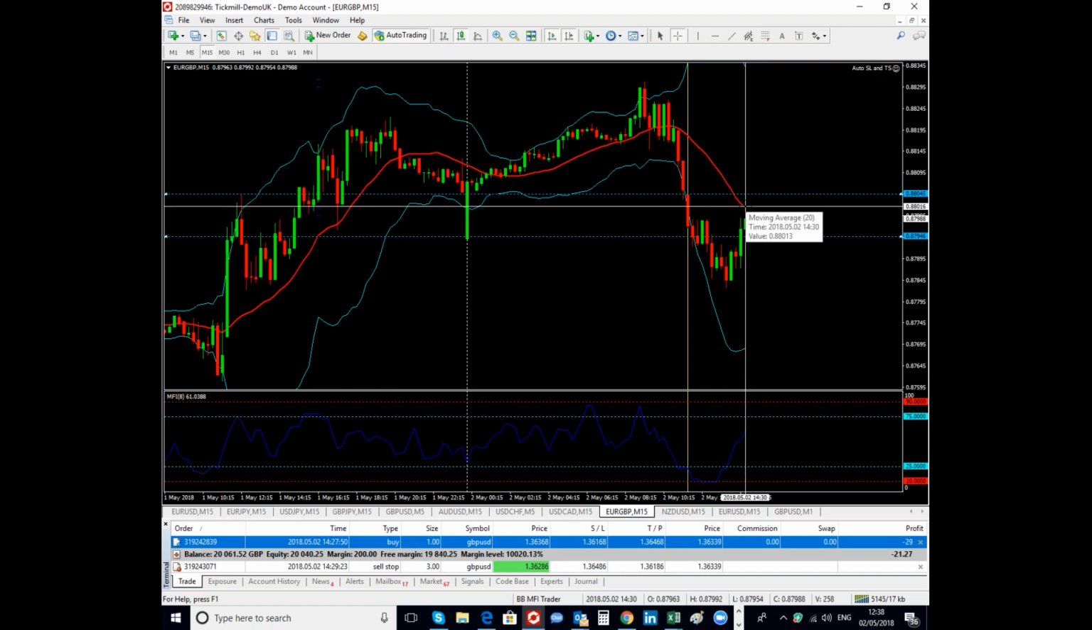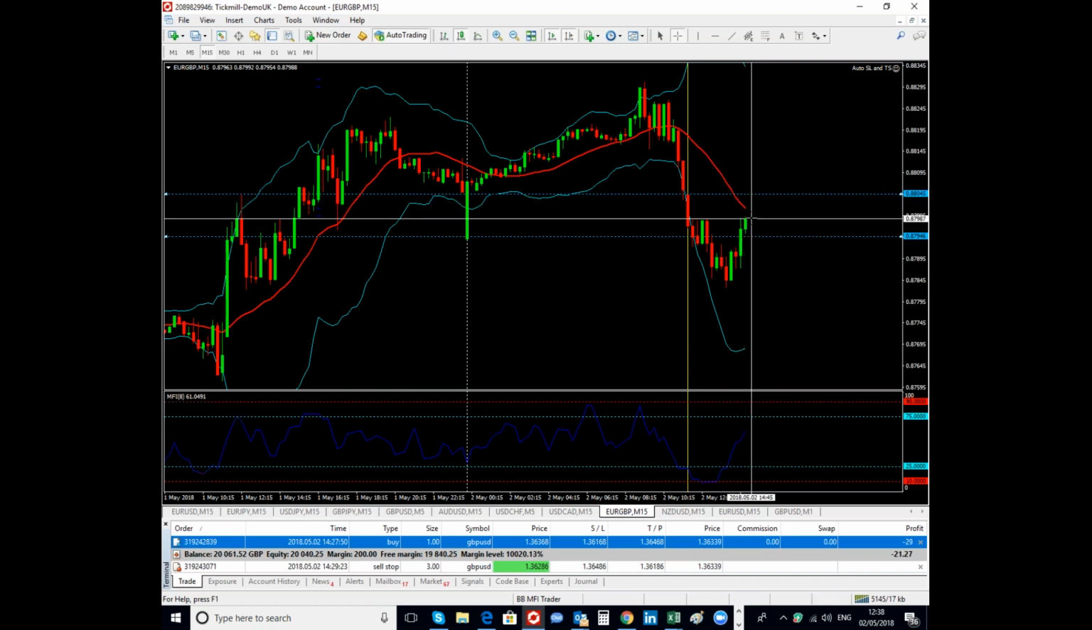Let's see how it reacts at the middle band. It might reject at the middle band, but it could just push through it as well. You will notice a lot of times it will just push through the middle band. It's not that it doesn't react to it, but we'll see how that pushes through. So we can check back on that one there.